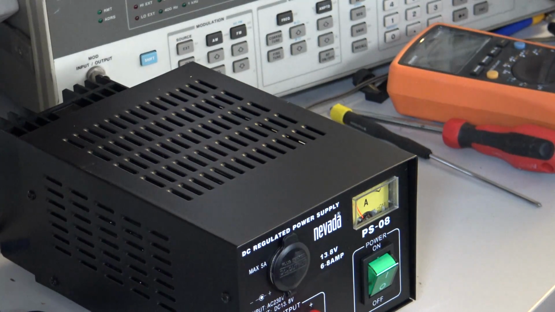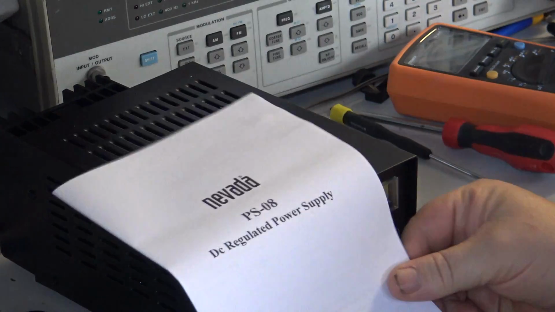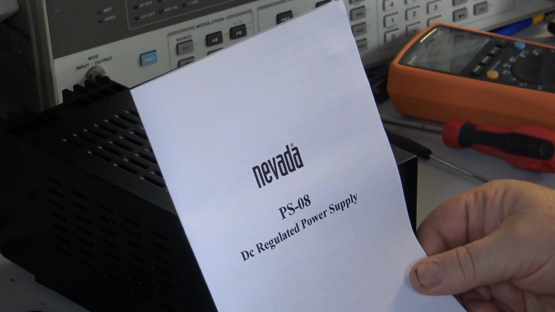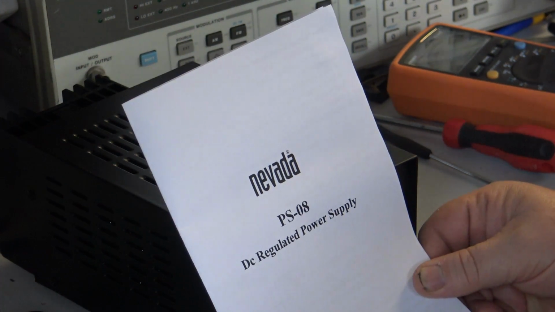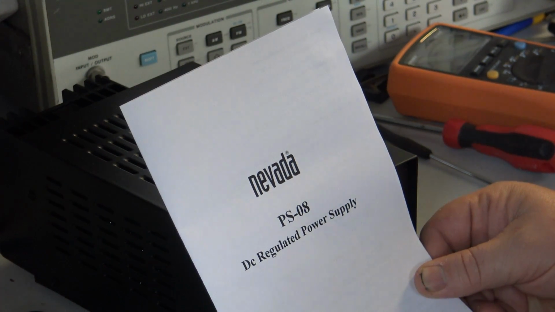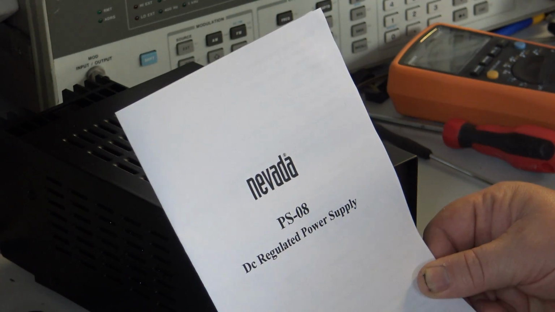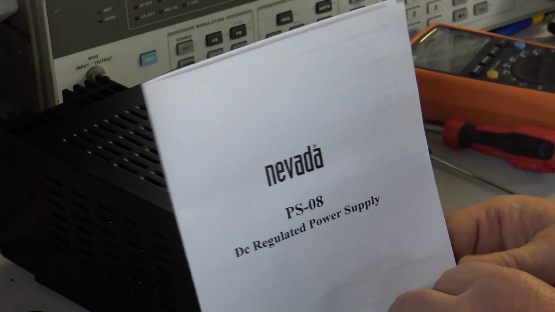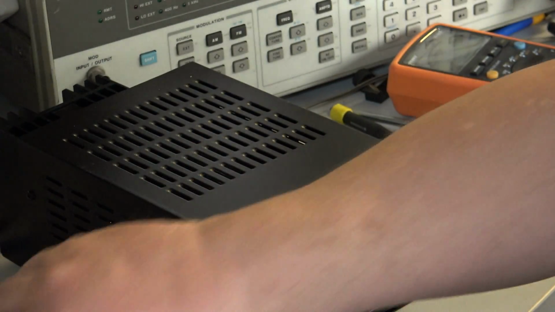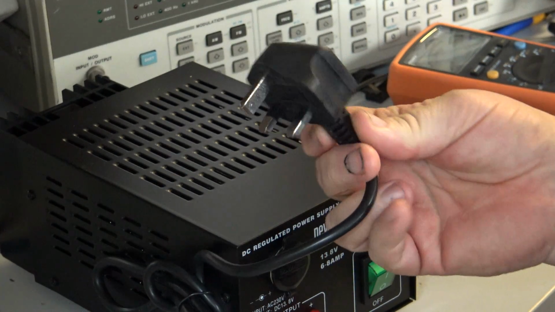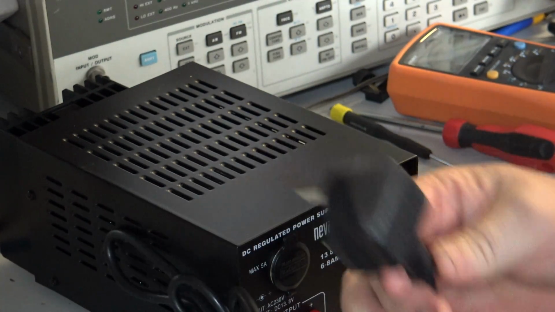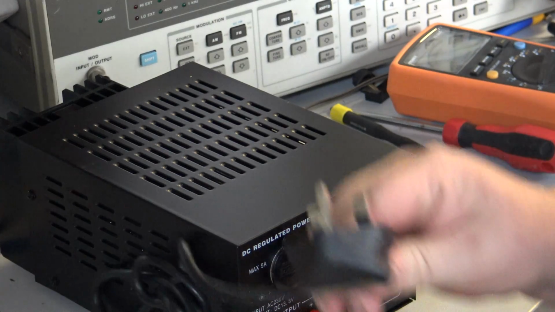And this is a Nevada PS08, which is clearly out of the same factory as that, was it Mydal power supply which we did, which came from Waters and Stanton, but which came with a dodgy plug on the end. Well, this one is less money and comes from Nevada with the right kind of plug on the end for the UK.